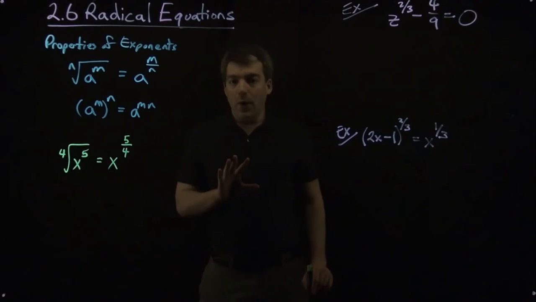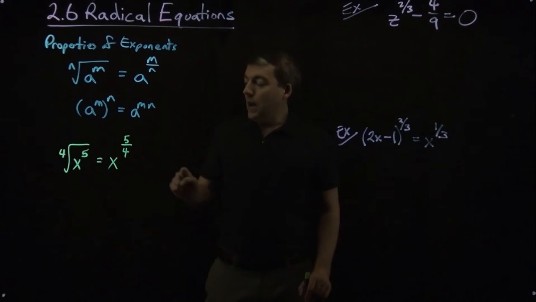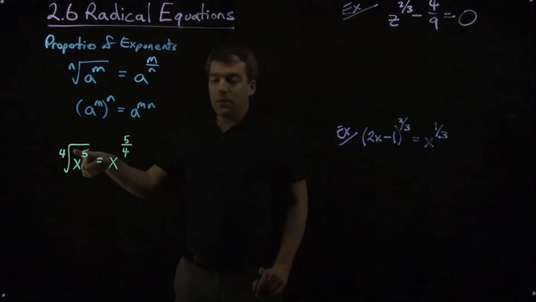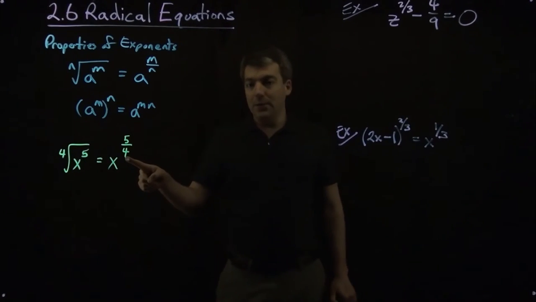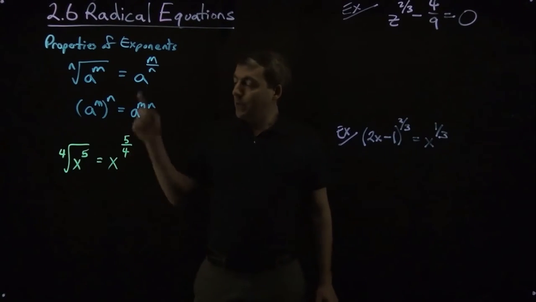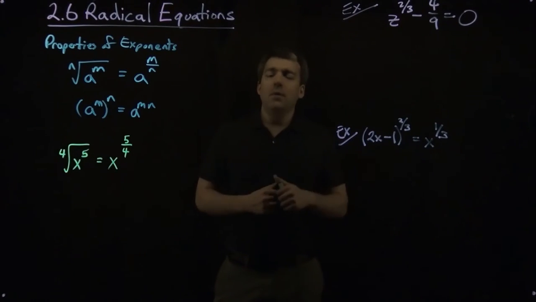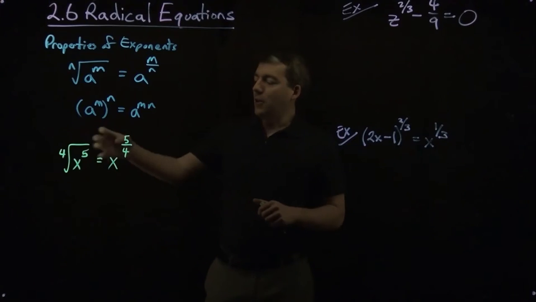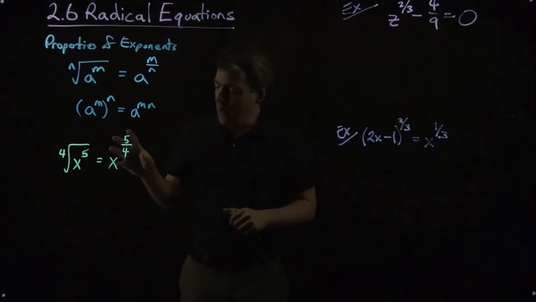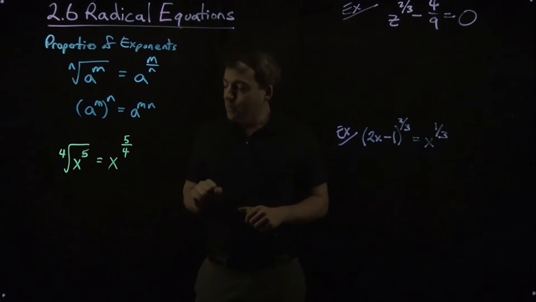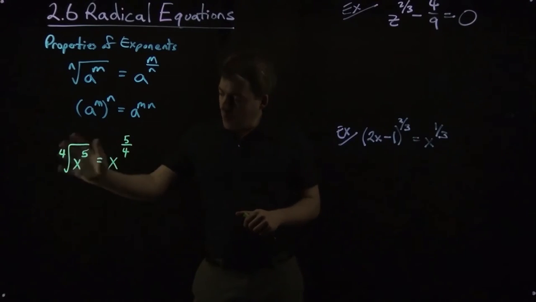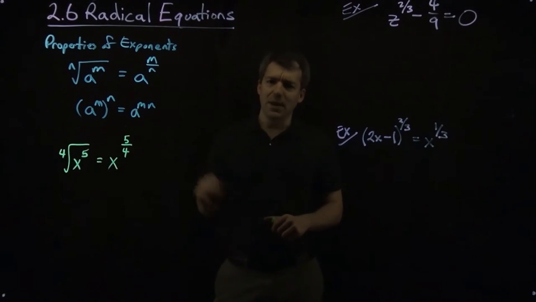When you're dealing with radical equations and you see a radical, you can always write it as a fractional exponent. And if you have a fractional exponent, you can always write it as a radical. So I guess the ideal state to be in would be to look at one and know immediately it could be written as the other, and just be fluent with the two different forms of the same expression.